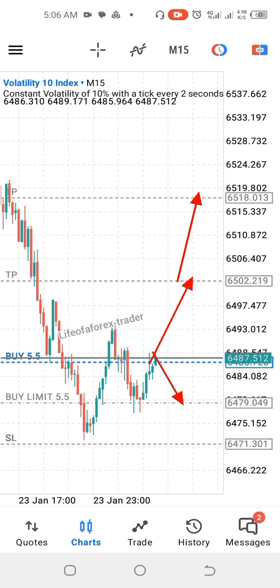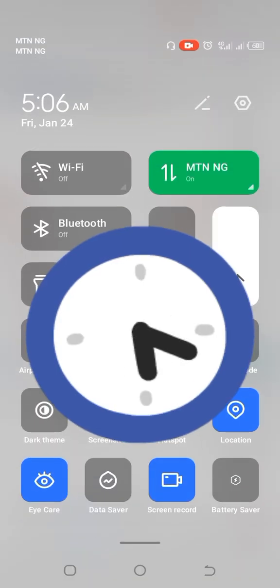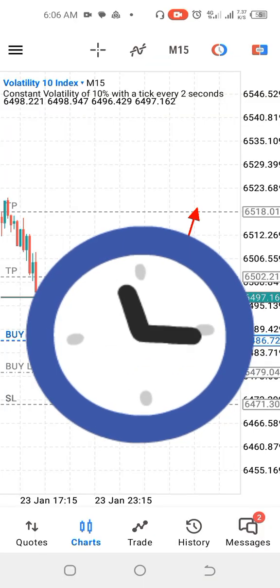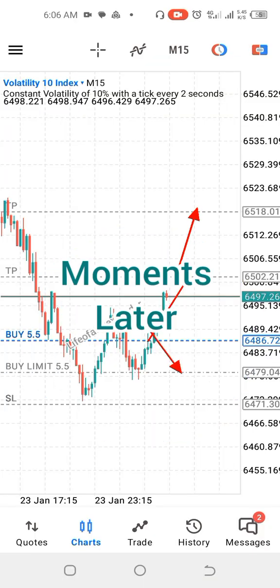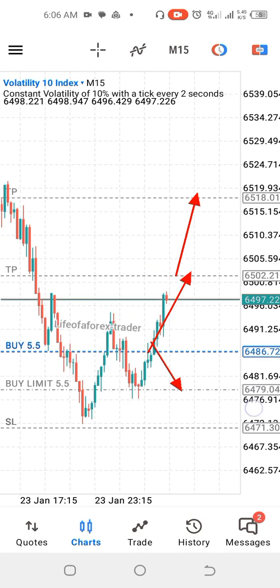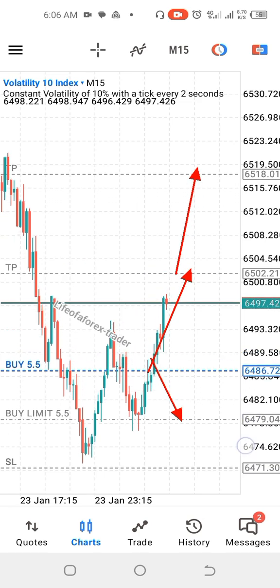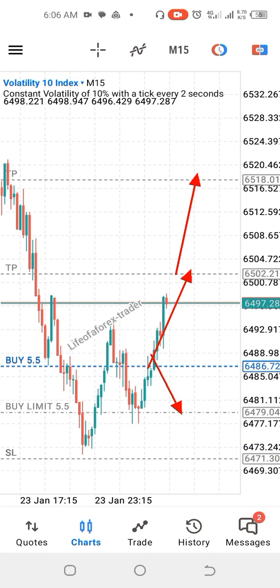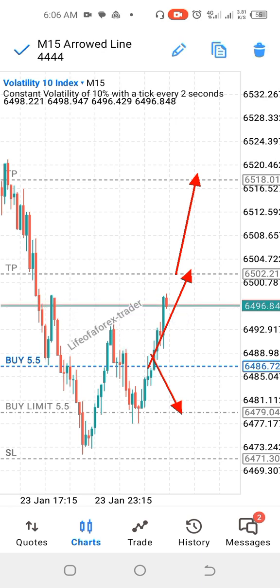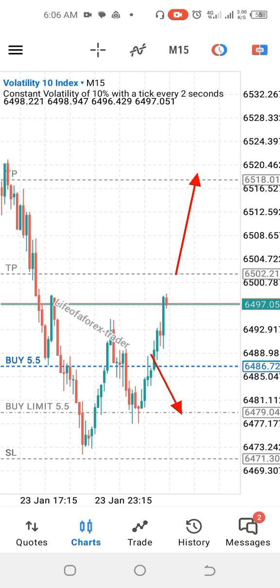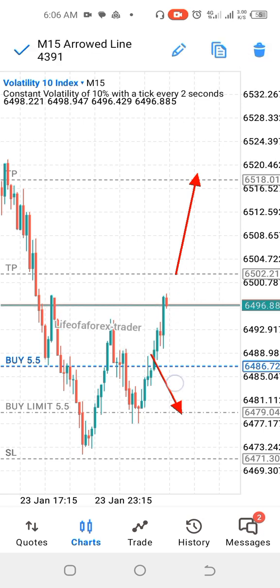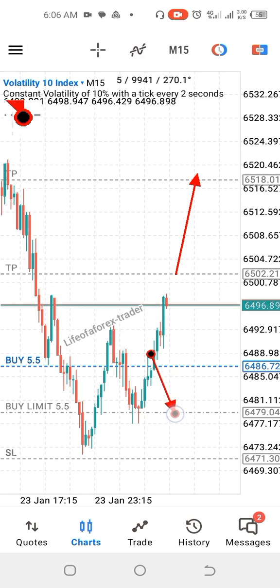Let's just see how this will go. I'm going to give this trade some time. Moments later, this is what the situation of the trade looks like right now, which means my technical analysis is actually correct. You can see where price is right now. Let me remove that arrow. Price is presently in good profit.